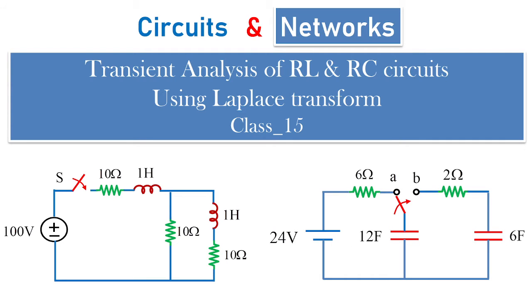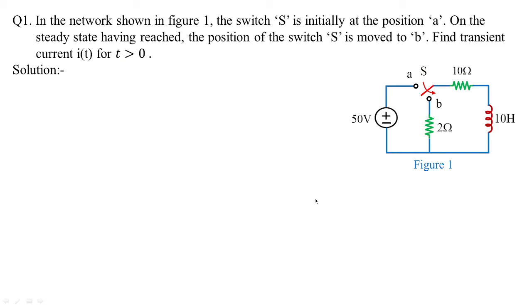In today's class 15, we are going to see transient analysis of RL and RC circuits using Laplace transform solutions. So here you can see two different examples where the switching position is going to change from one point to another point, and we have to find out the solution for these kinds of circuits using the Laplace transform approach. So let us begin with the first problem.